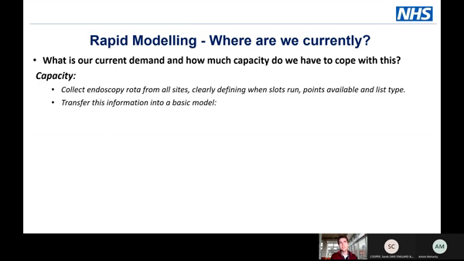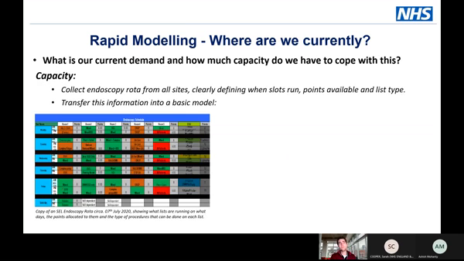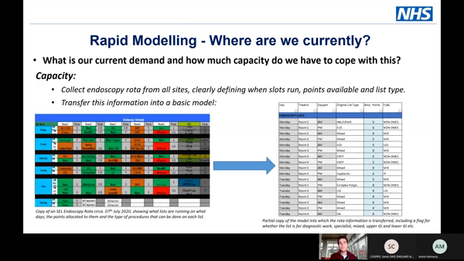Capacity is slightly easier because you measure this just from the rota, more or less. So if you take a rota, and this is a typical example of a rota in Southeast London, it has the description of the list that's running, it has the points that are on there, and it obviously has when those lists are running. And you can convert that into a very basic model.